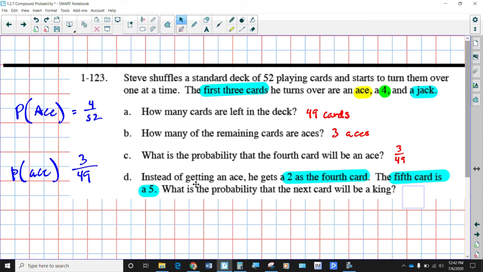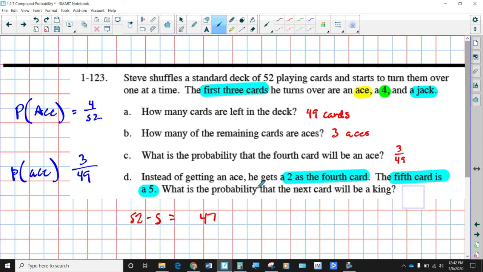However, the fourth card was not an ace, it was a 2. And then the fifth card was a 5. So how many total cards have been removed from the deck? A total of 5 of them, right? The fifth card was taken out. So our 52 minus 5 means we now have 47 cards.